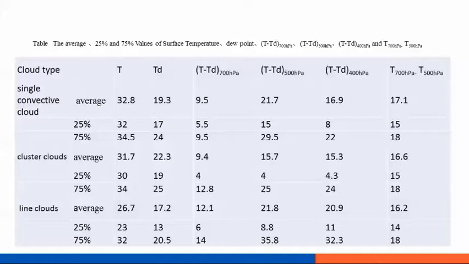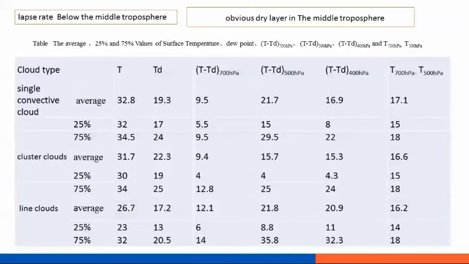From this analysis, we found that in all cases there were high lapse rates below the middle troposphere and an obvious dry layer in the middle troposphere. But across these 3 different cloud types, we found that the variance of humidity and temperature at low levels for the single convective cloud pattern and cluster clouds is large, also with a high lapse rate.